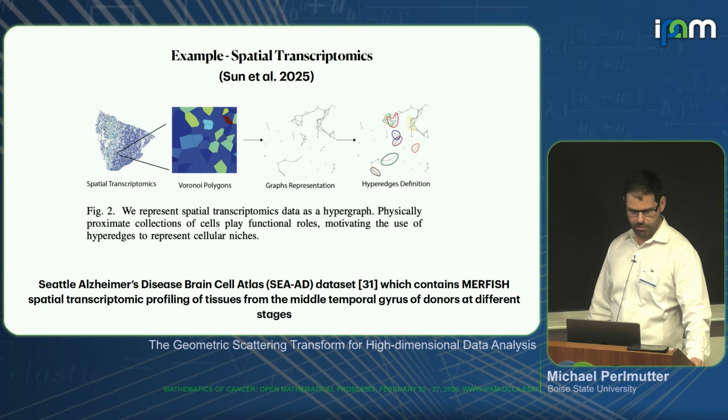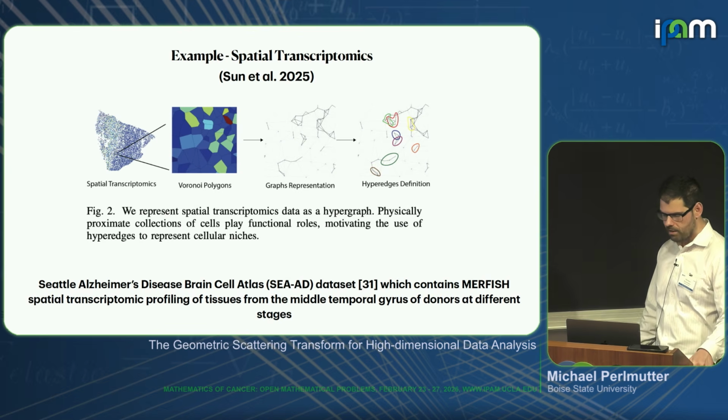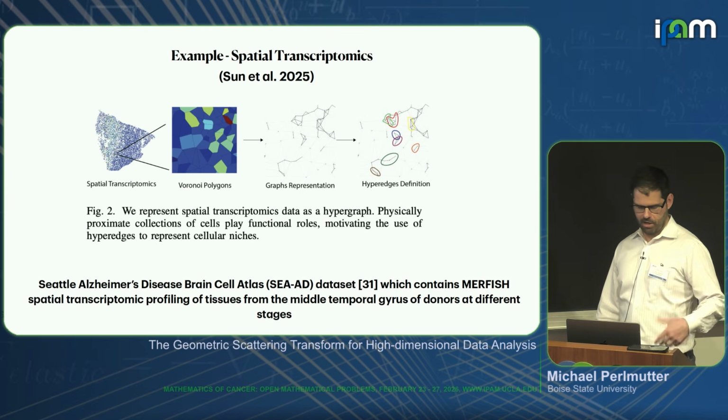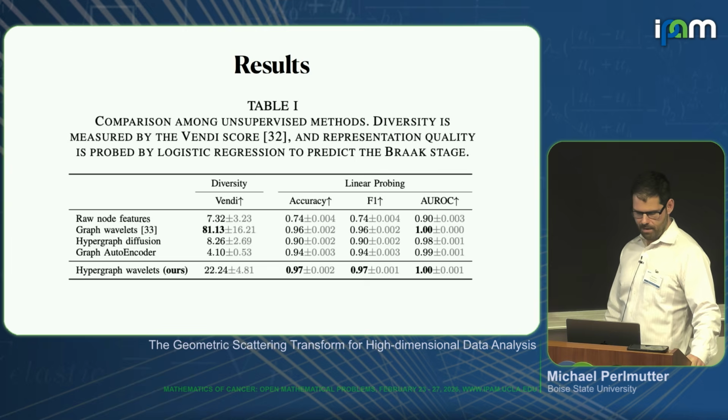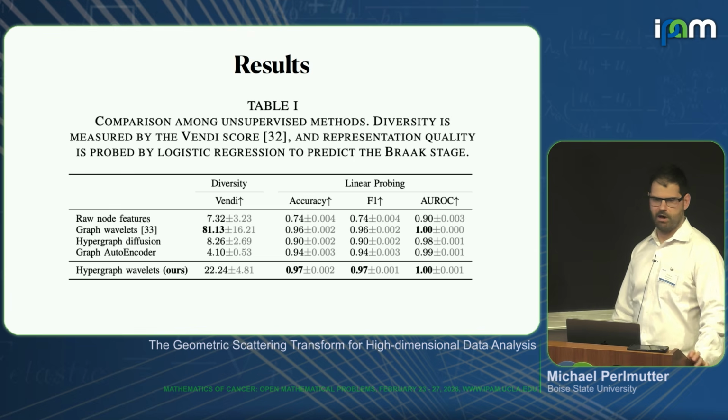The motivational application for this was some spatial transcriptomic data from Alzheimer's patients. And what we're able to show is that this gets a slight improvement in accuracy versus just modeling the data as an ordinary graph.